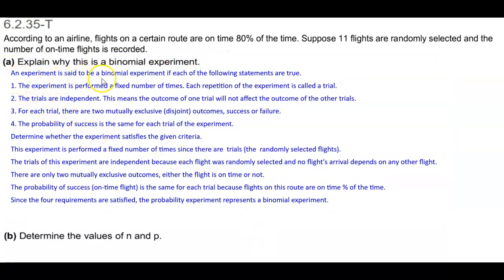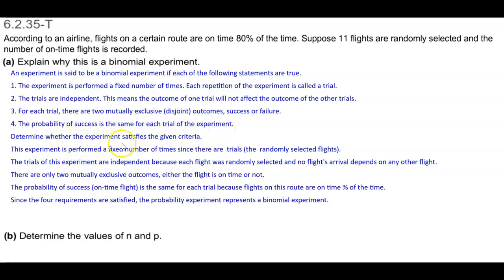An experiment is said to be a binomial experiment if each of the following statements are true. 1. The experiment is performed a fixed number of times. Each repetition of the experiment is called a trial. Number 2. The trials are independent. This means the outcome of one trial will not affect the outcome of the other trials. Number 3. For each trial, there are two mutually exclusive (disjoint) outcomes, a success or failure. And number 4. The probability of success is the same for each trial of the experiment.